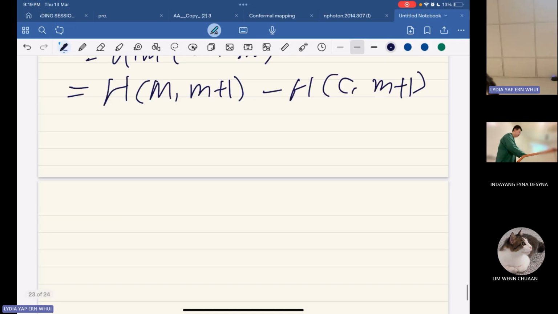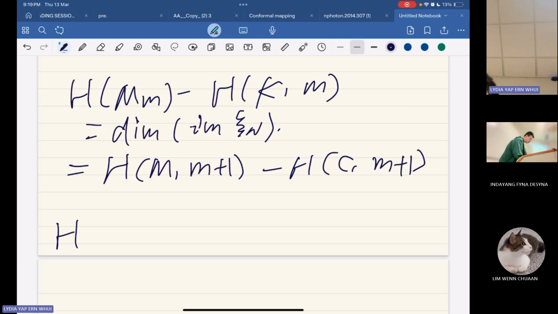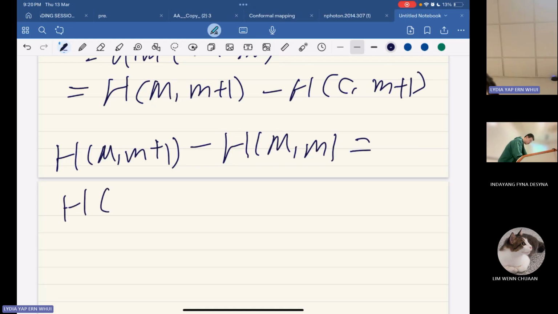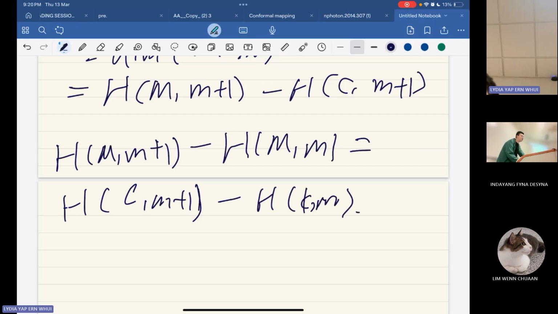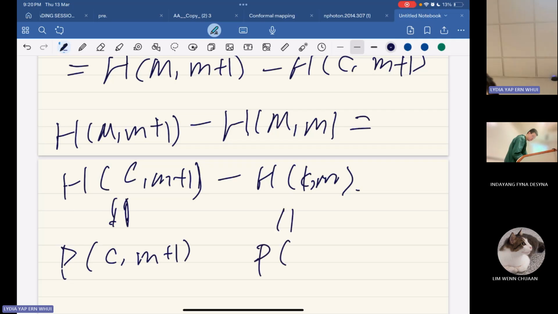If we change the order of this, we can conclude that H_M(m+1) minus H_M(m) will equal to H_C(m+1) minus H_K(m). And we know that for sufficiently large m, this will equal to P_C(m+1) minus P_K(m), right?